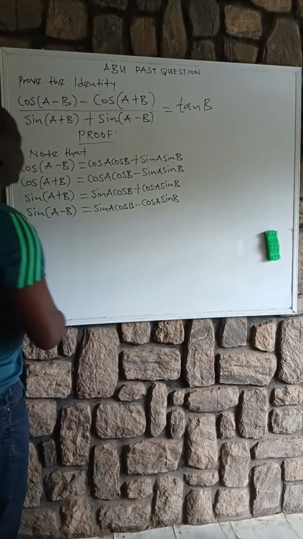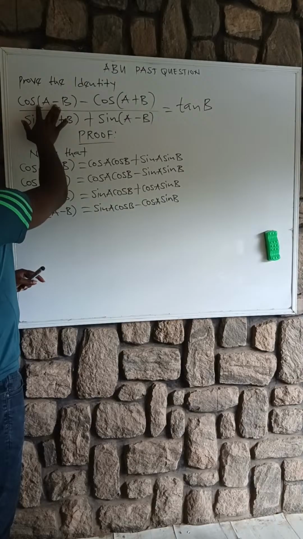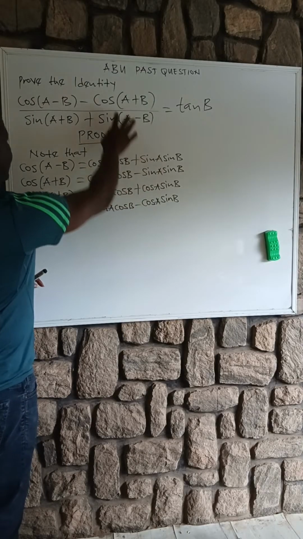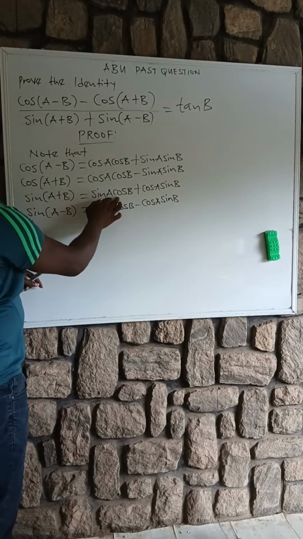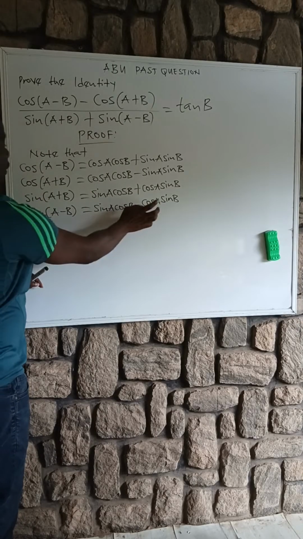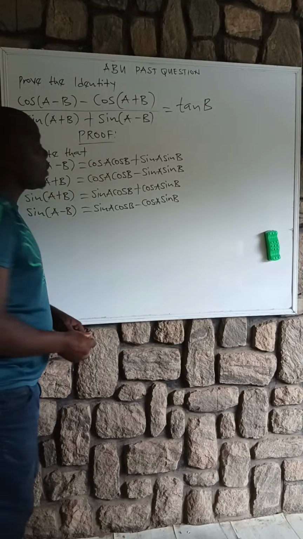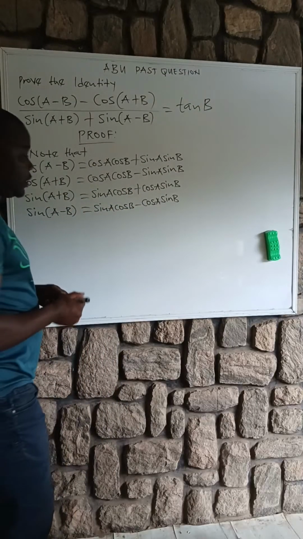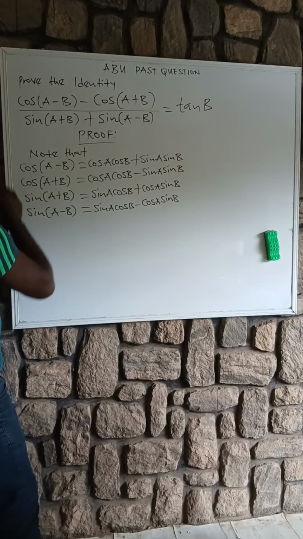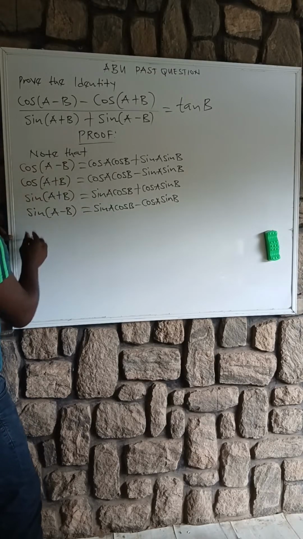So it means instead of writing this, we write this. Instead of writing this, we write this. Instead of this, we write this. And instead of this, we write this. Is that clear? Whether at the end of the day we will arrive at this. Okay, so let's proceed. So here, this is this, right?